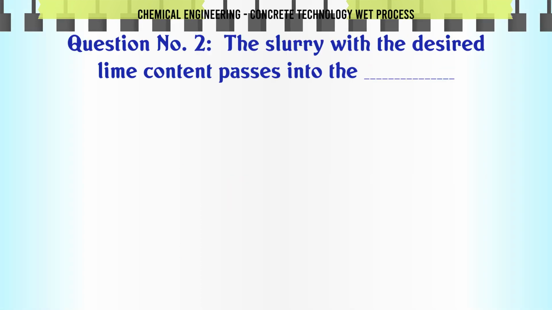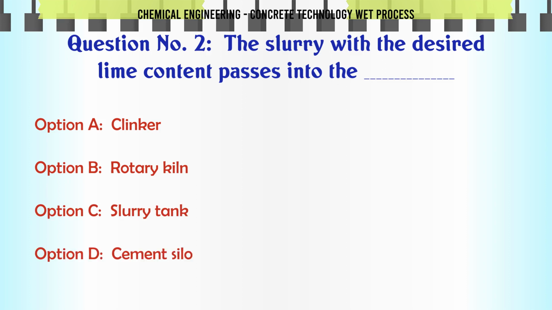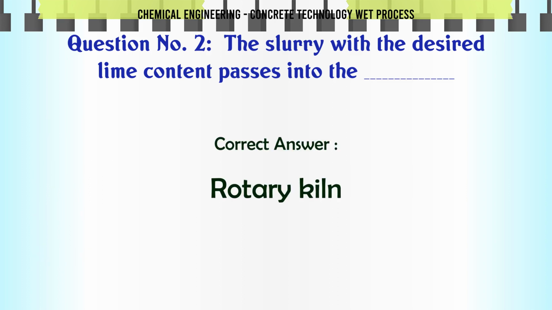The slurry with the desired lime content passes into the A. clinker, B. rotary kiln, C. slurry tank, D. cement silo. The correct answer is rotary kiln.